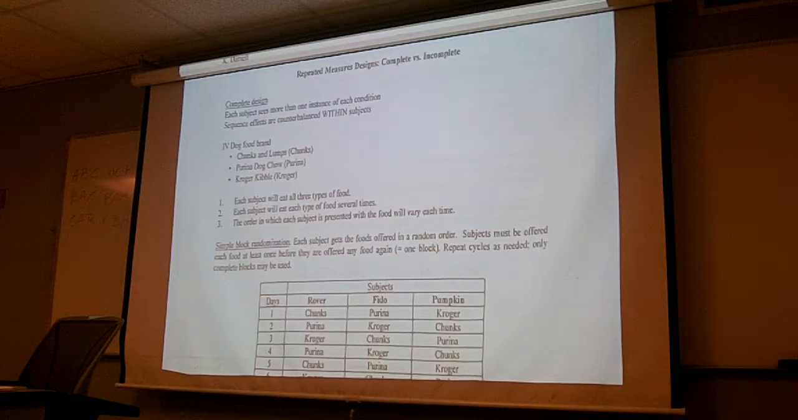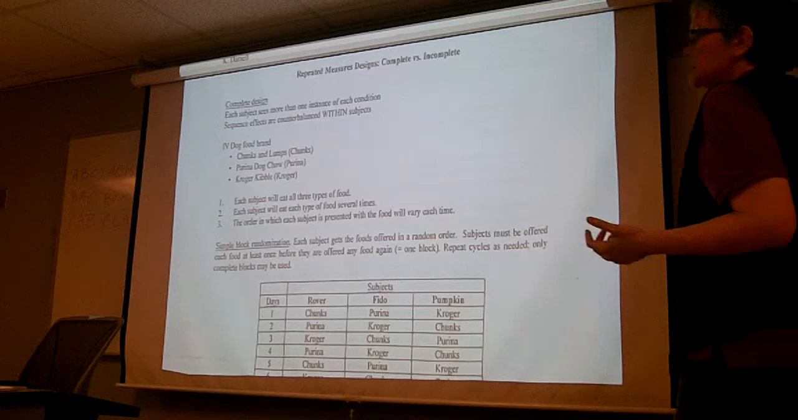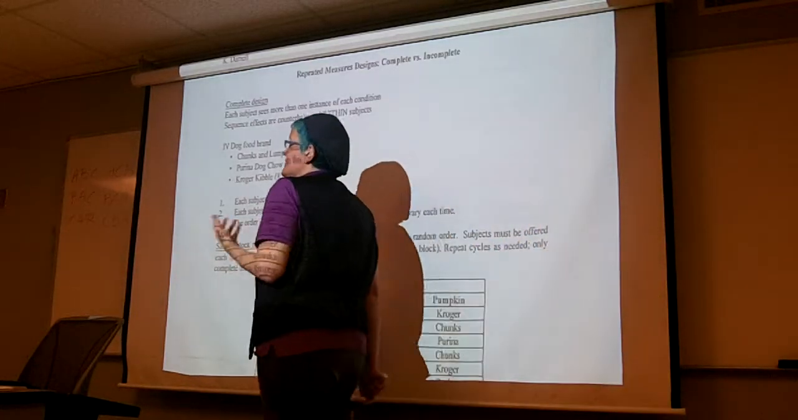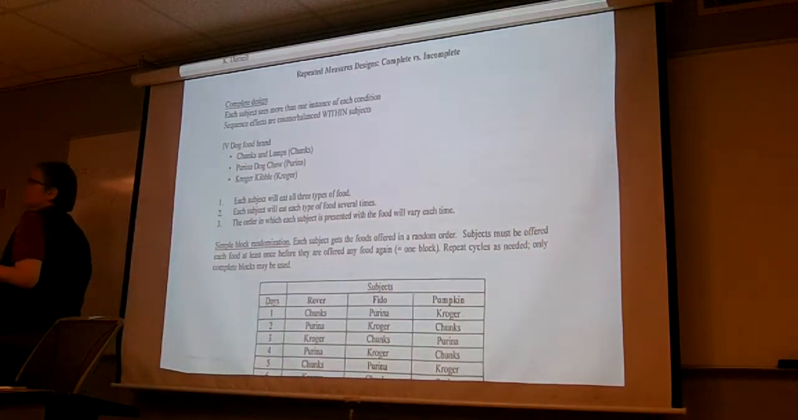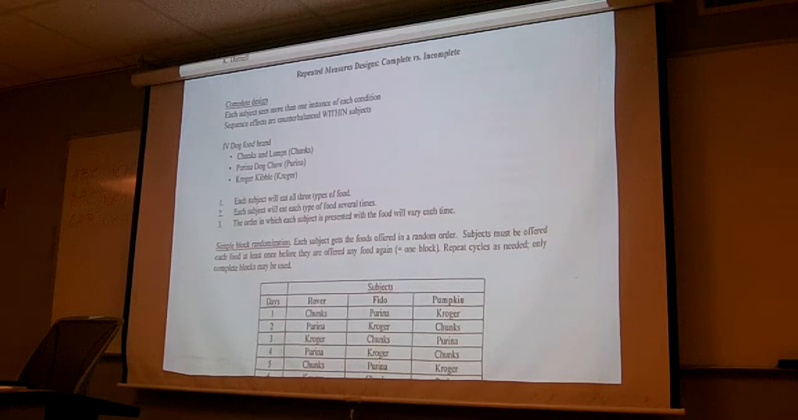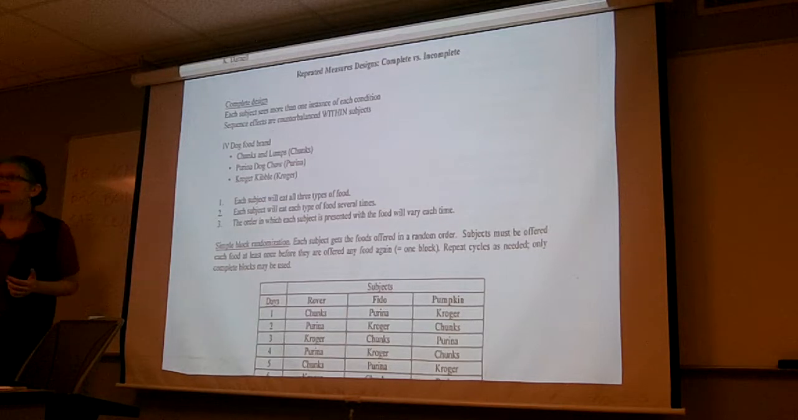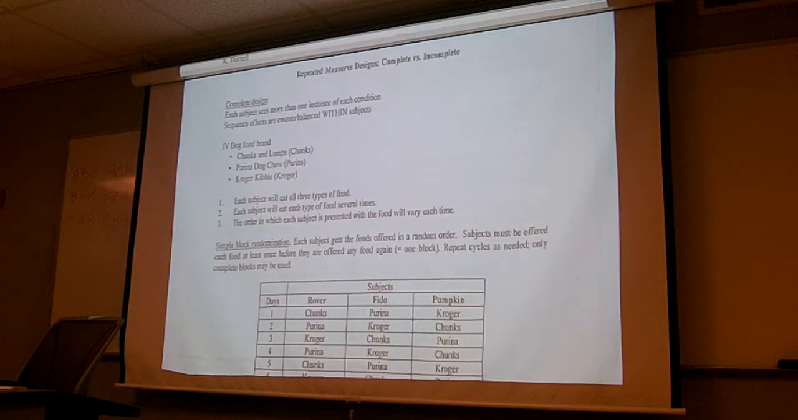let's talk about complete designs. Complete designs, as I said, are designs where we use more than one presentation of the conditions for each subject. That means that, for example, each dog in my study is going to eat chunks and lumps more than once, Purina more than once, and Kroger more than once. And it just has to be more than once. 2 times is enough.